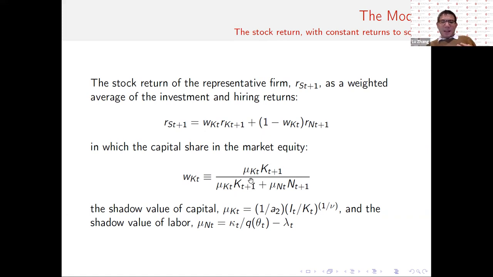And that's basically the fraction of the market value. In the Q theory of investment this is literally Q, but in the search model, Q is the standard notation for the vacancy filling rate, so we have to come up with a different notation. We use mu instead. So mu_K is the shadow value of capital, and mu_N is the shadow value of labor. The shadow value of capital equals the marginal cost of investment. This is the first order condition for investment. All the derivations are in the internet appendix.